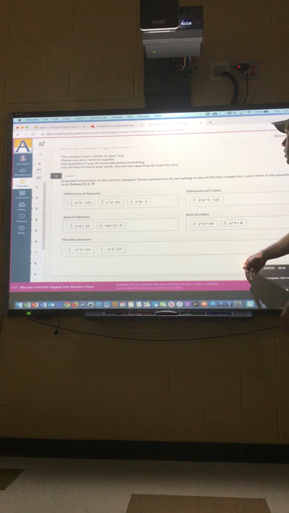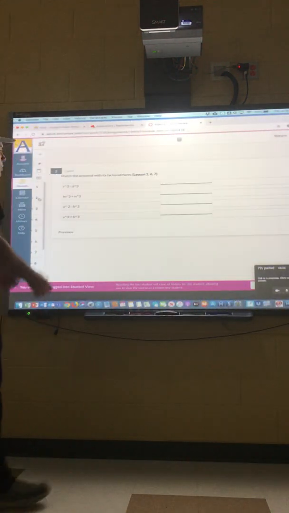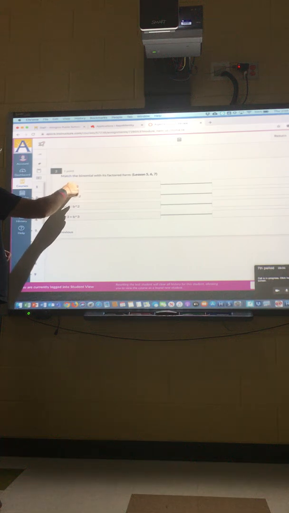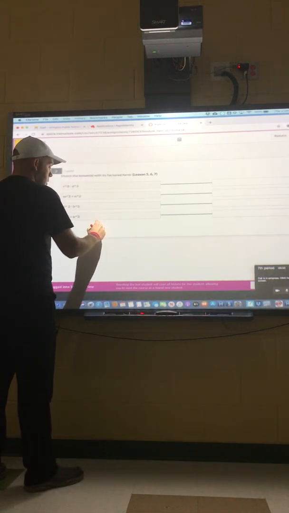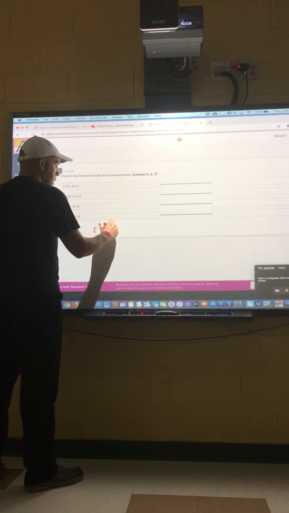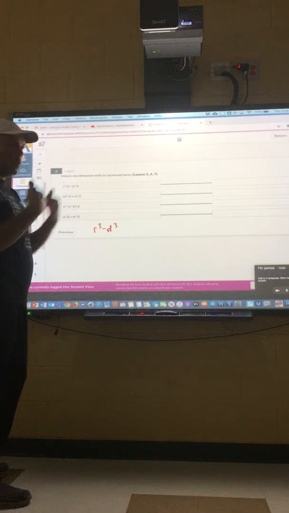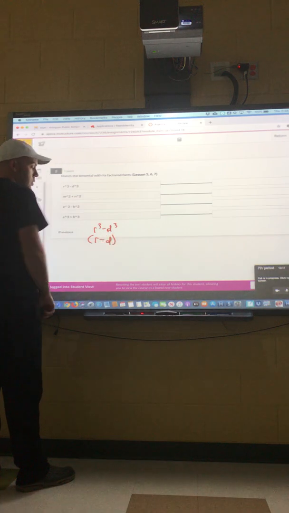Okay, all right, so then as I'm going to move forward here, I'm going to take a look at question number 2. So now it says to match the binomial with its factored form. So here I see r to the 3rd minus d to the 3rd. Those are perfect cubes. So I need to go through the cubic factoring pattern. So I take the cube root of the first term, I keep the sign the same, I take the cube root of the second term.